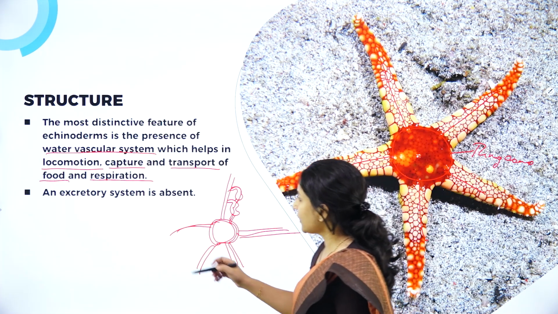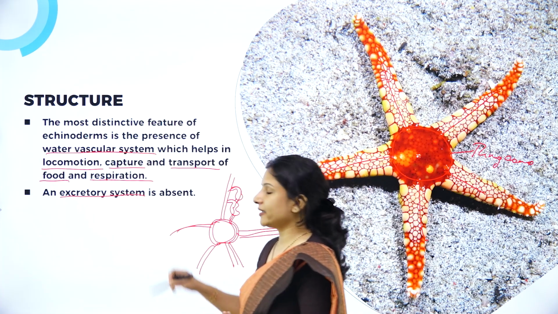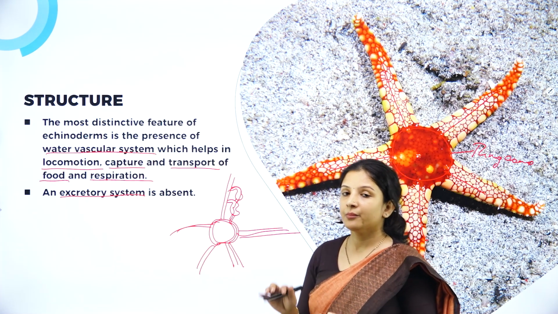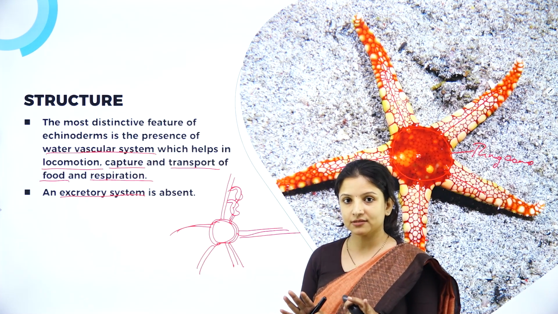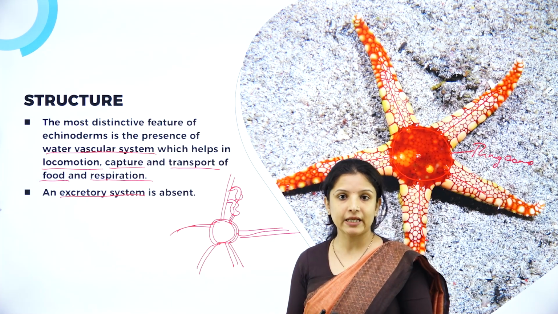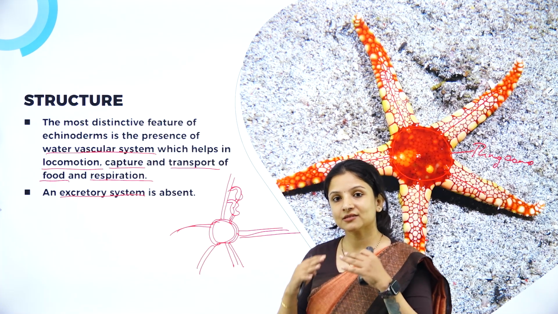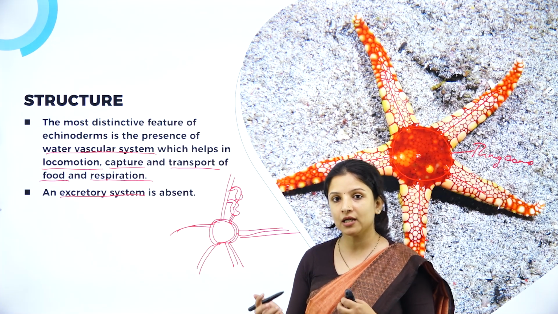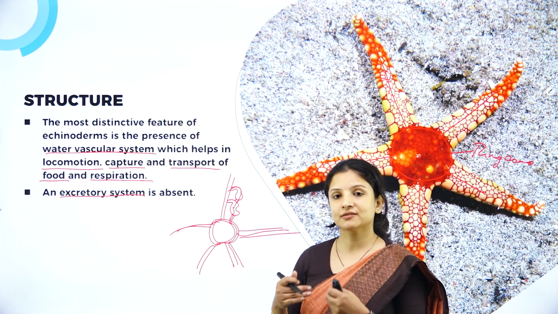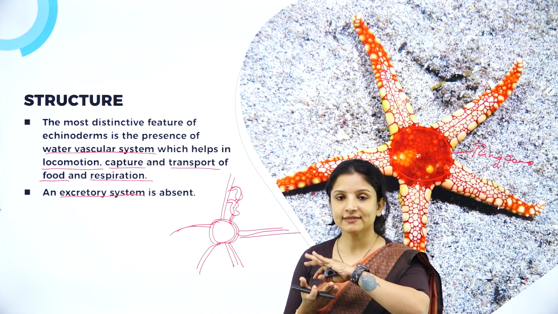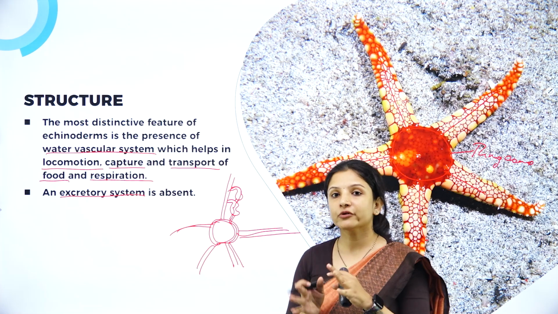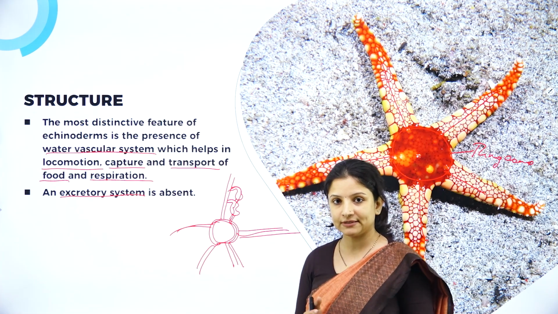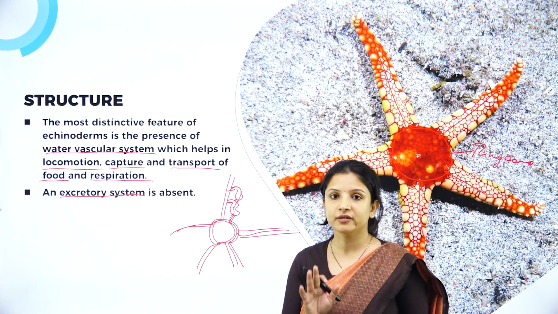And they do not have an excretory system. An excretory system is absent, but don't think that if an excretory system is absent, they cannot eliminate the waste material. Waste material goes out of the body through the anus, which is there in the ventral body surface of the organism. But the only thing is they don't have an excretory system, but an excretory opening called the anus is present in them.